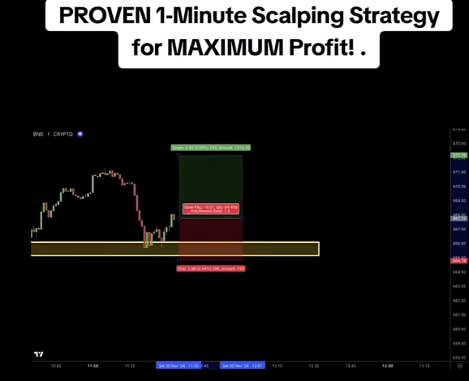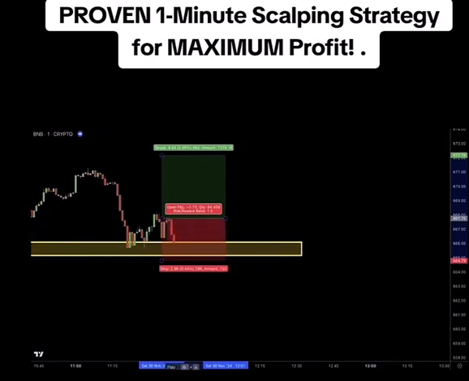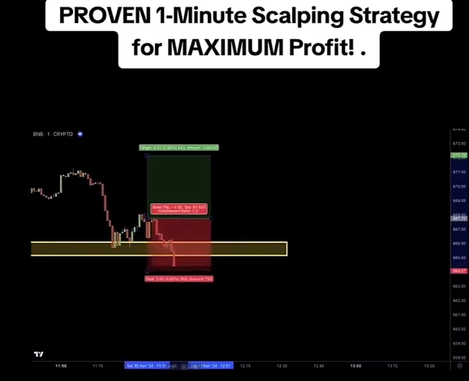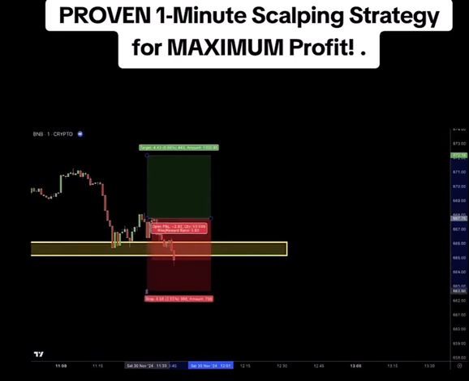But instead of stepping away, you stay glued to the screen, anxiously watching every tick. The market starts moving against you, creeping closer to your stop loss. Now, instead of letting the trade play out as planned, you make a critical mistake. You move your stop loss further away, refusing to accept the loss.